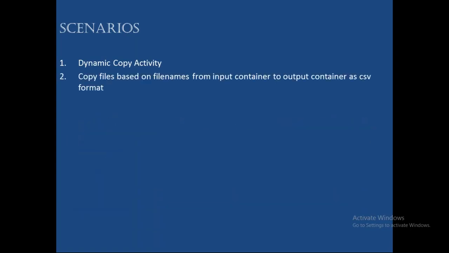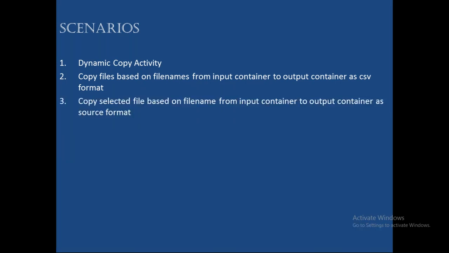So with respect to the scenario, the first thing we are going to see is the dynamic copy activity. It's nothing but passing all the container names dynamically. We will see how you can pass these container names dynamically. Then you can copy files based on file names from the input container to the output container in CSV format. It doesn't matter what format you have in your input, you just convert it so your output is CSV. That we will see. Okay, same lab we are going to do today as well.